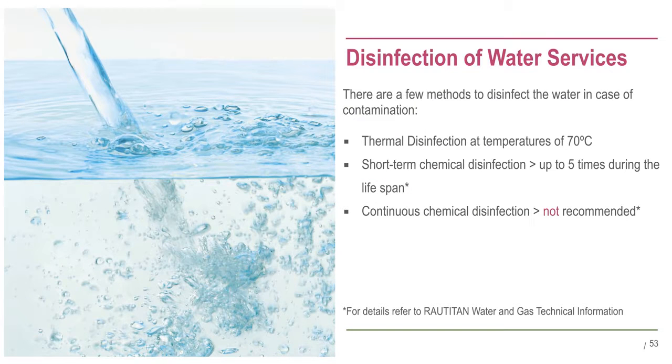Under certain circumstances, short-term disinfection of water pipes is required to kill off germs and bacteria, such as Legionella. One method to achieve this is thermal disinfection by temporarily running water at 70 degrees C through the pipes. Another method is chemical disinfection. More information is available in the Rautitan technical information. It is important to note that continuous disinfection is not recommended. Always check with Rehau when you plan to chemically disinfect the pipe.